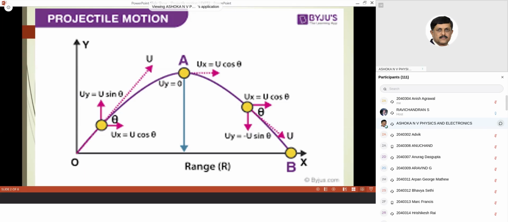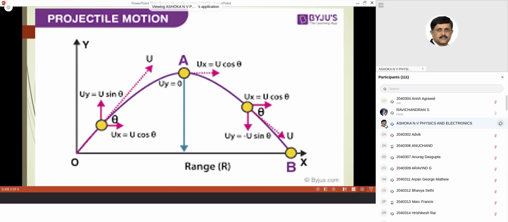that particle goes up. While going up, it will move with a certain velocity. That velocity we can resolve into two components. One is the horizontal component, u cos theta. Another one is the vertical component, u sin theta.